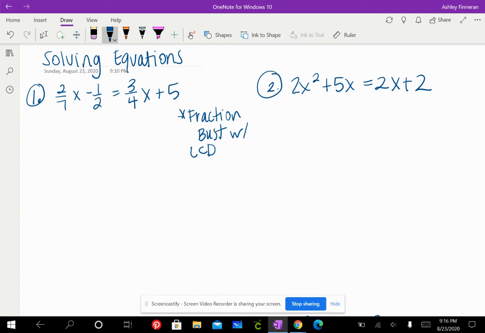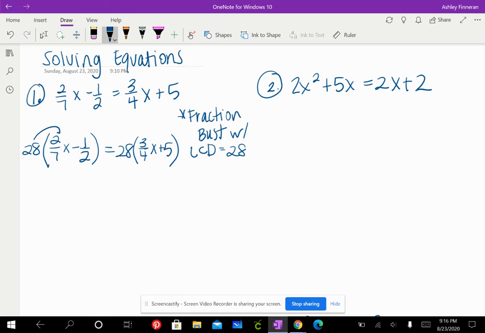Well, 2 goes into 4. So then I only have to worry about the 4 and the 7. Well, 4 and 7 multiply to 28. So in this case, the LCD is 28. So I'm going to take 28 and I'm going to multiply both sides of the equation, which we know we can do, properties of equations, or properties of equality. I can multiply both sides by any number I want, and the equation will still be true.